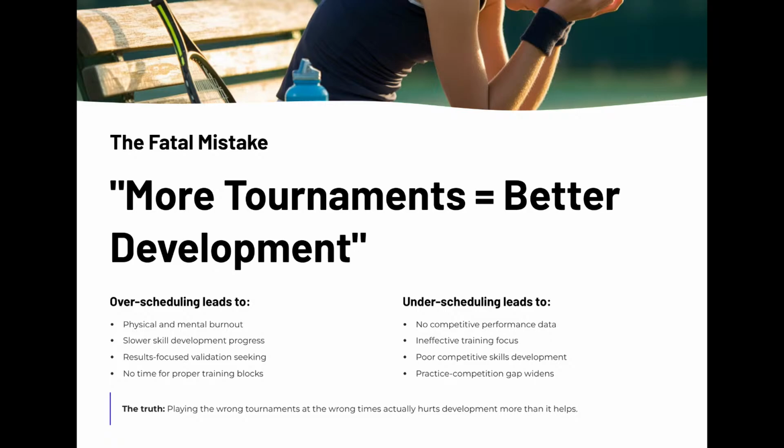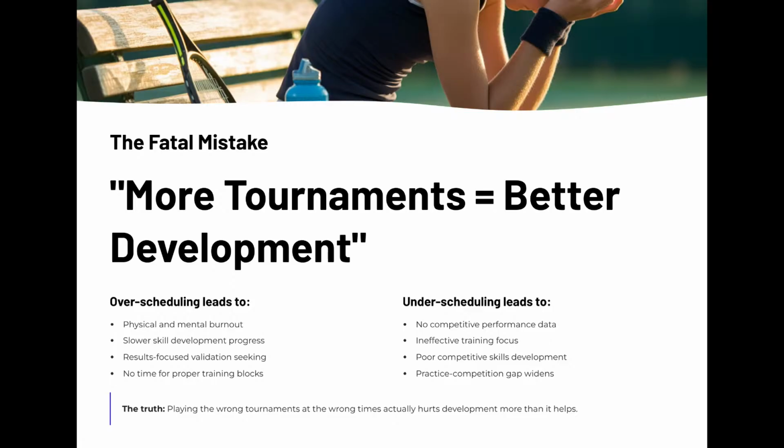The fatal mistake: more tournaments, more tournaments, more tournaments. Everybody thinks more is better. More can actually be worse. If you overschedule, if you don't understand periodization and the phases of periodization, and therefore we overtrain, we can have players who get injured, we can have players who get burned out, players who will perform at less than their optimum. We get players that will not develop as fast.